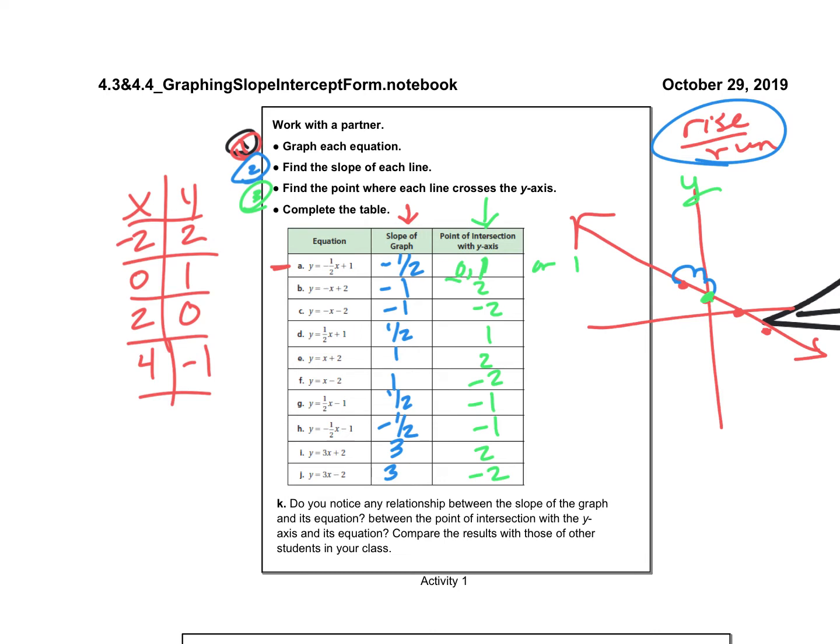So let's look at the questions down below and see if we notice anything. Letter K: do you notice a relationship between the slope of the graph and its equation? So I want you to look at the slope, this column here, and I want you to look at the equations. Then I want you to look between the point of intersection with the y-axis and its equation. So this column here with the equations.